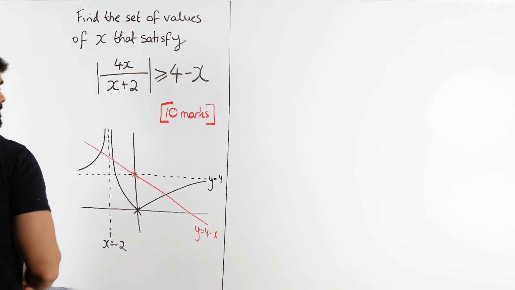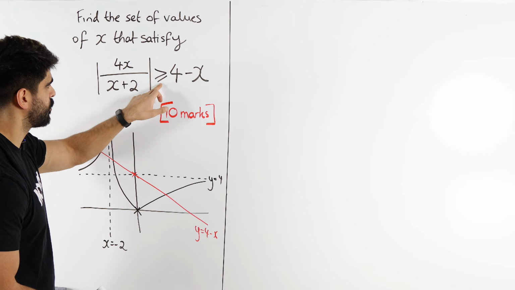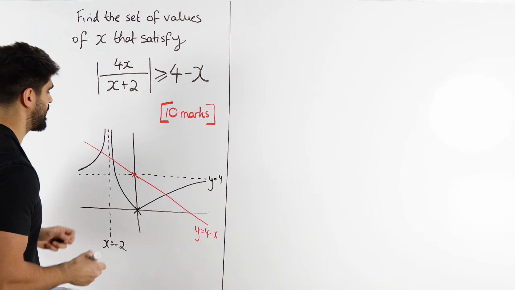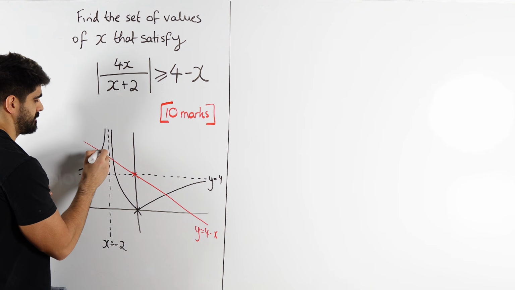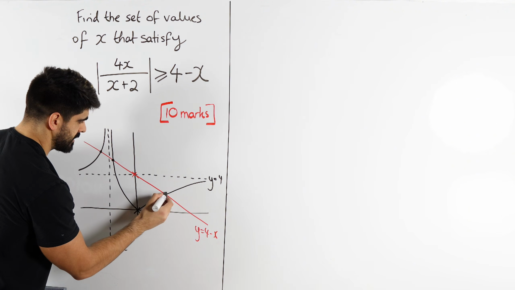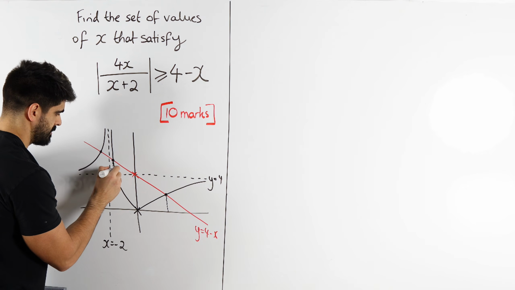Now we want to find when the recip graph is larger or equal to 4 minus x. So the first thing we're going to do is find out when they're equal to each other, which is here, here, as we go along, and here. There's 3 places. We need to find all 3 points here.